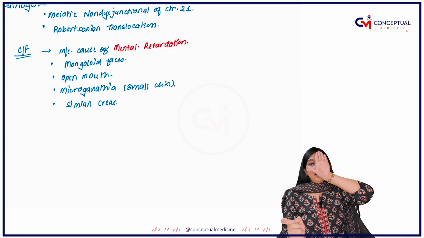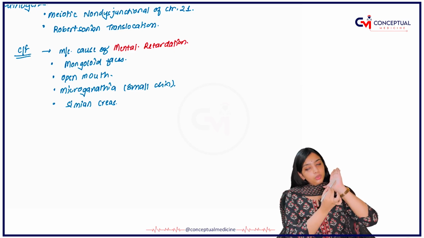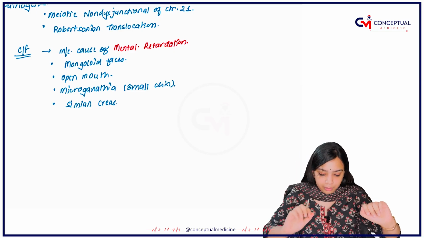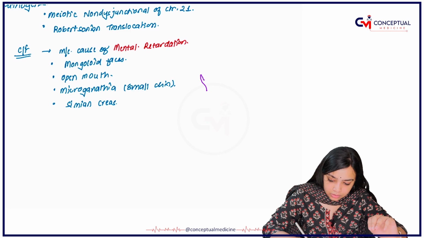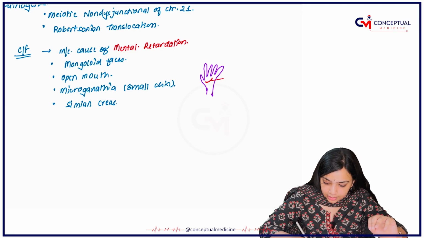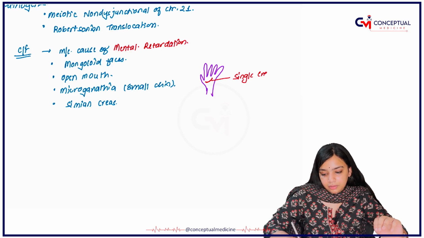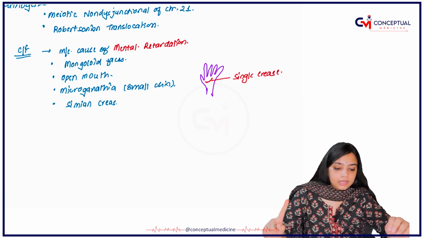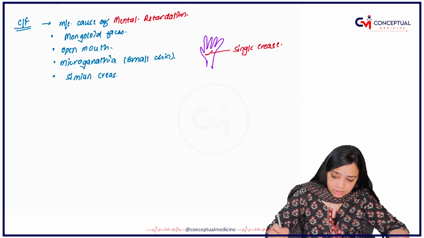Simian creases are a single line crease that is present. Now look at your palm. You have so many multiple creases like 1, 2 and 3, right? But if a person is suffering from Down syndrome, if I draw the hands, there will be only a single crease that will be present. This we have talked about the clinical features.